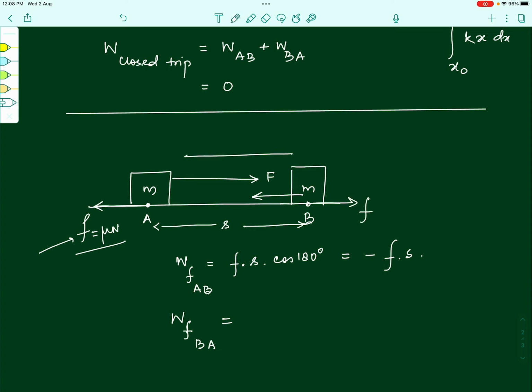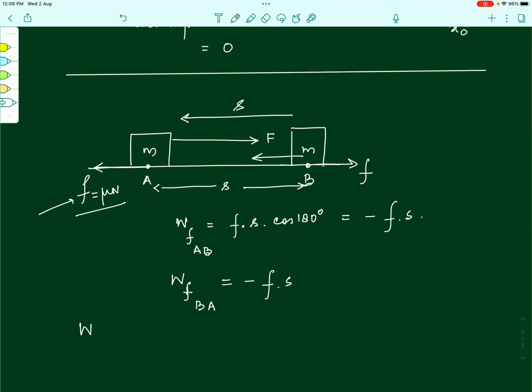And as the block moves towards the left this time, for the same displacement, can we say the work done by friction will still be negative of F into S? Because friction is still opposing the displacement. And in this case, the work done over a closed loop from A to B and then back to A will be minus Fs plus minus Fs, which is not 0 this time, it is minus 2 times Fs. So here we see that the work done by friction is not 0 over a closed path.